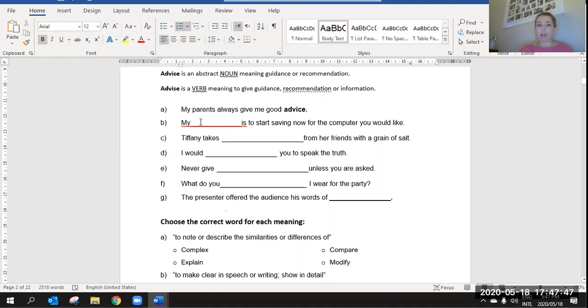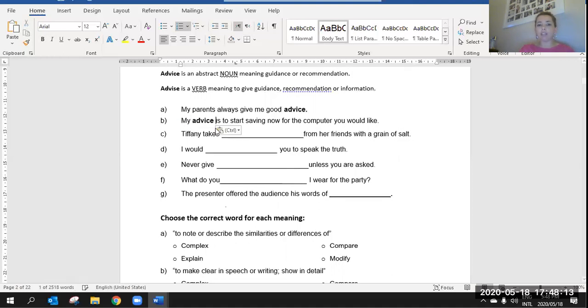The next one: my advice is to start saving now for the computer you would like. So is this now a noun, advice? Is it something I'm giving you, or is it something I am doing in the sentence? In this sentence, it is something I am giving you. It is the abstract noun advice with a C that I am giving you. My advice is to start saving now. It is something I'm imparting to you as a noun, a thing.